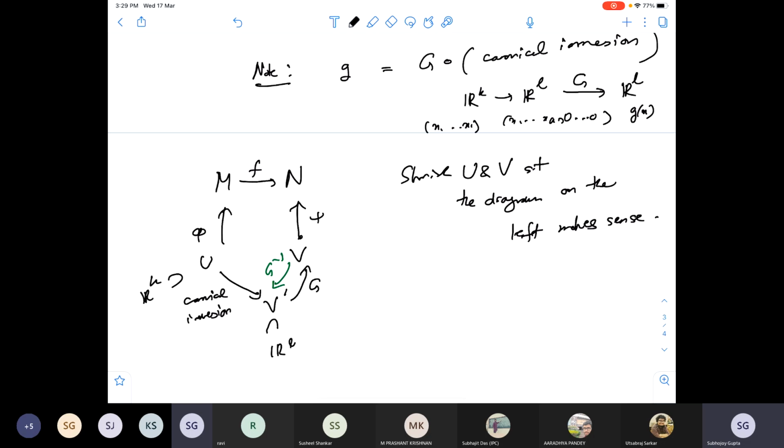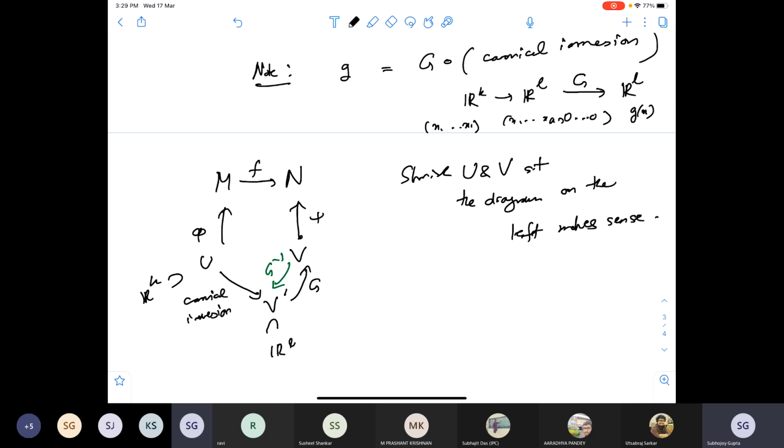This is an R^k, but now the point is that this composition, V prime to N, is going to be a new parameterization, and the local expression for F, if you take phi and this, is just this, which is a canonical immersion.